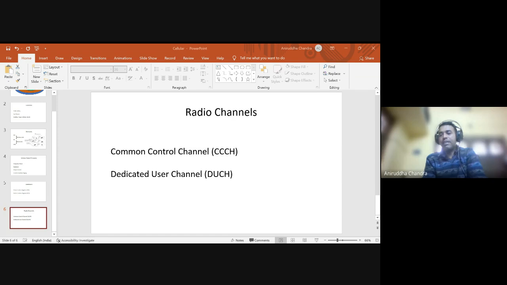On the other hand, there are dedicated user channels, which are the channels the user uses to communicate with the tower, through which the actual voice communication and data communication goes. Now, dedicated user channels are much fewer compared to the total number of subscribers. Like if you have say 500 customers in one cell area, there might be 10 or 20 such channels because not all the people are active all the time.